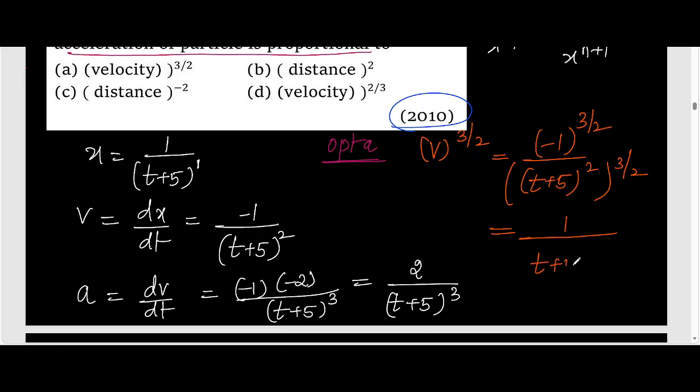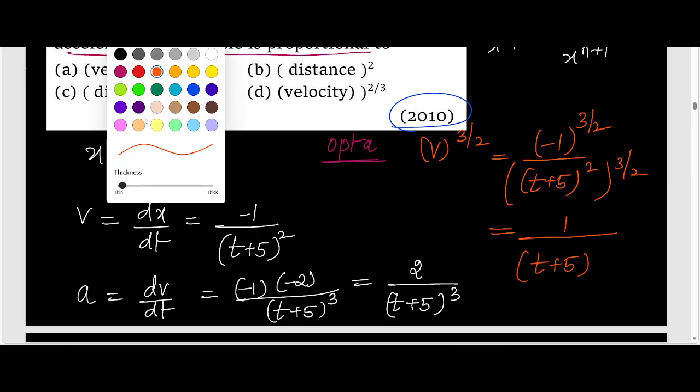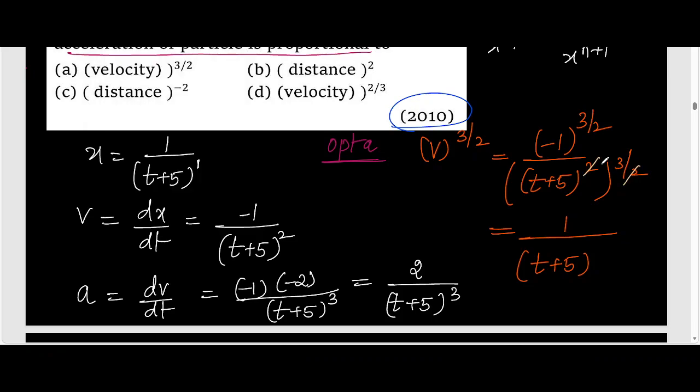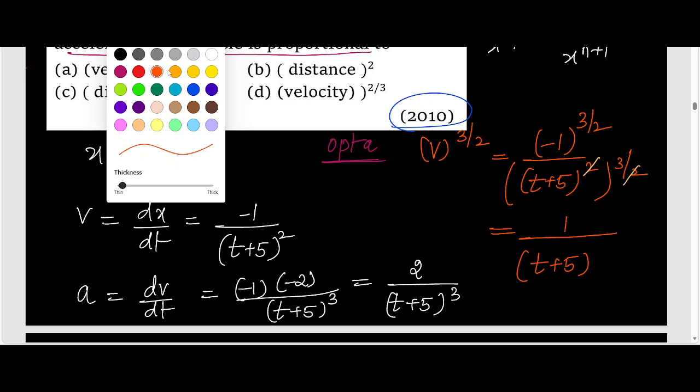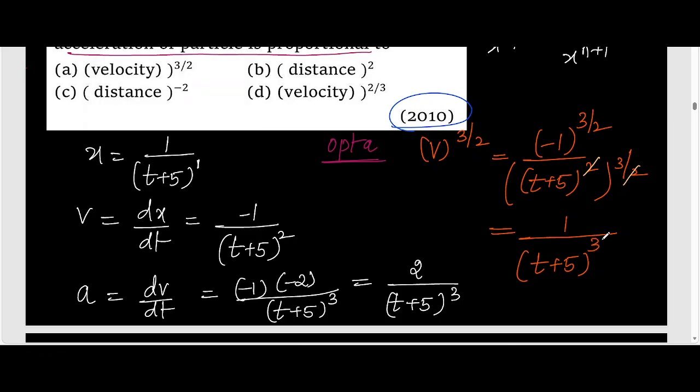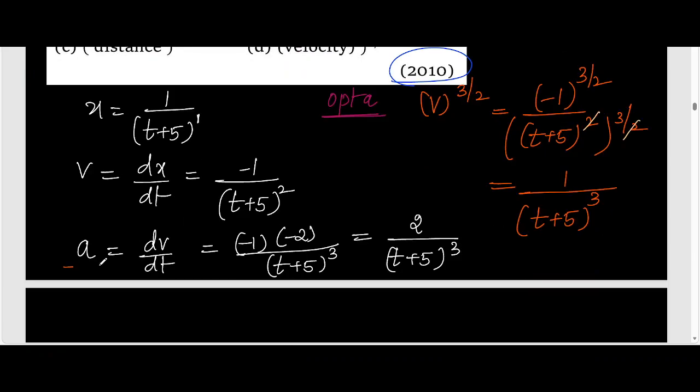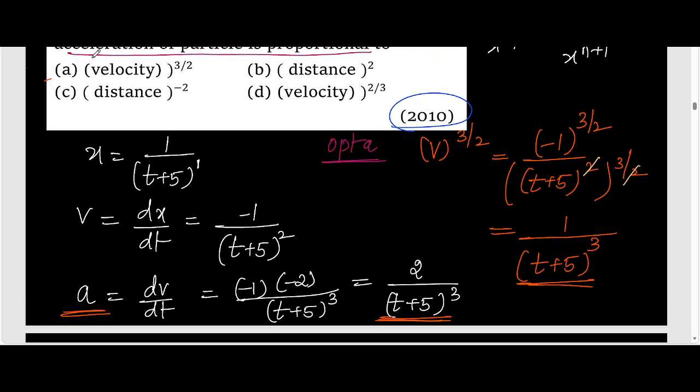Now (t plus 5), anything gets cancelled here? 2 and 2 get cancelled. So you'll get 3 here. This is true, right? If you see the acceleration here, acceleration was proportional to 1 by (t plus 5) cube. And in option A also, when we took v to the power 3 by 2, we got the same relation. So we can say that the answer is option A. Acceleration is proportional to velocity to the power 3 by 2, because if you take velocity to the power 3 by 2, you'll get the same term which was there in acceleration.